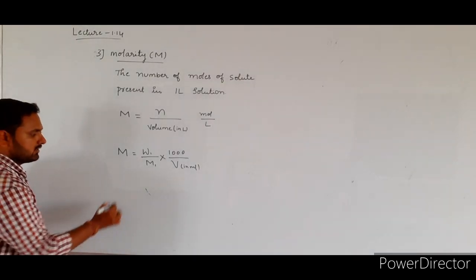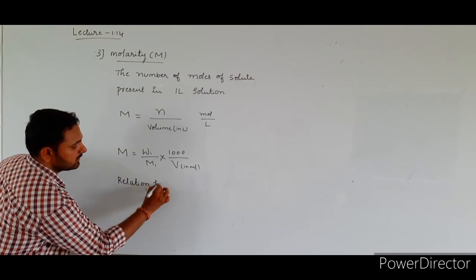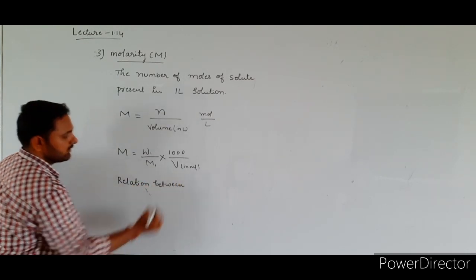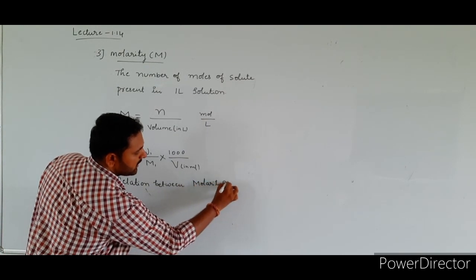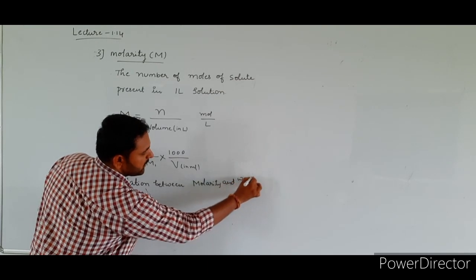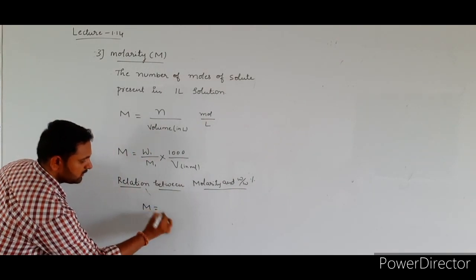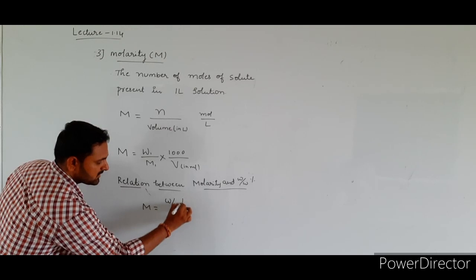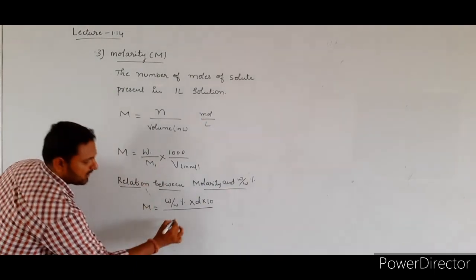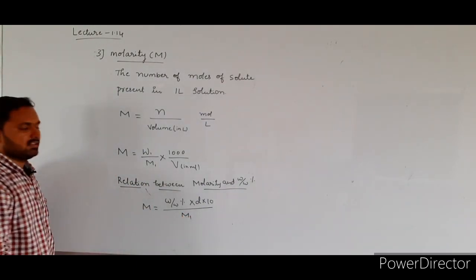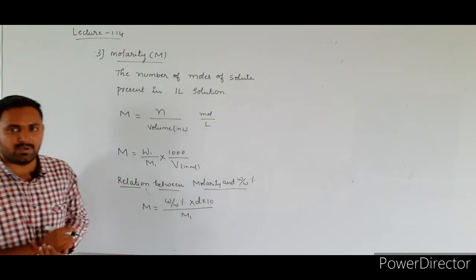Okay, next, the relation between molarity and mass percent is: molarity is equal to mass percent into density into 10 divided by molar mass of solute, M1, that means molar mass of solute. This is the relation between molarity and mass percent.